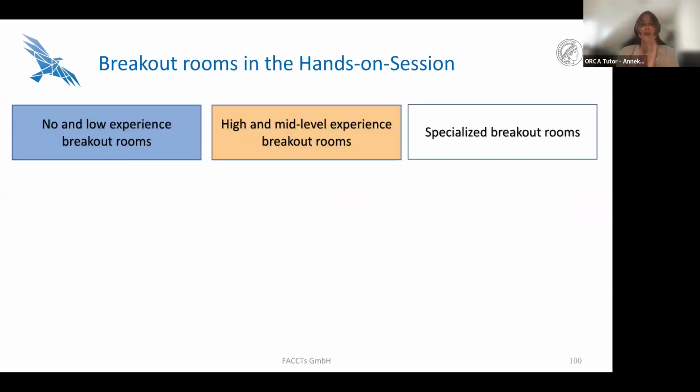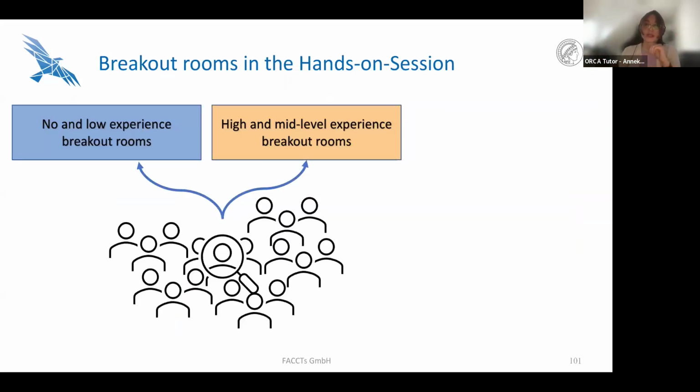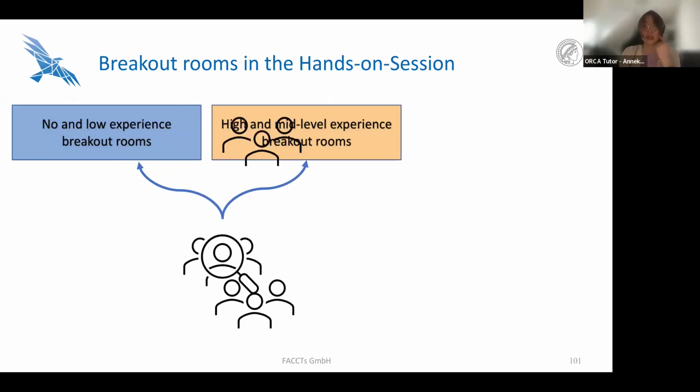So besides the no and low experience breakout rooms, we are also going to create specialized breakout rooms, which I'm also explaining in a second. However, first of all, I want to explain to you what you are going to expect in those breakout rooms. So when I'm done with my talk in like 2 or 3 minutes, you're just going to distribute yourself, depending on your interest, in the different rooms.